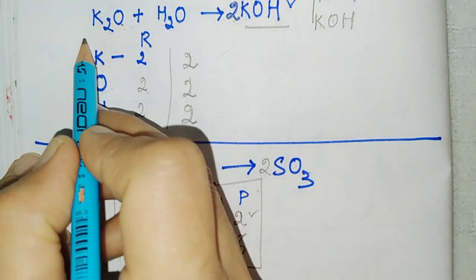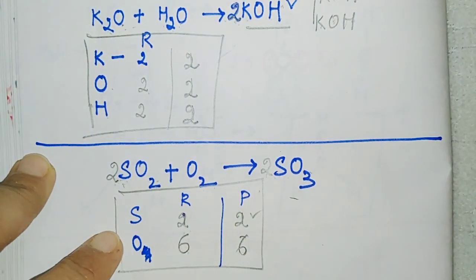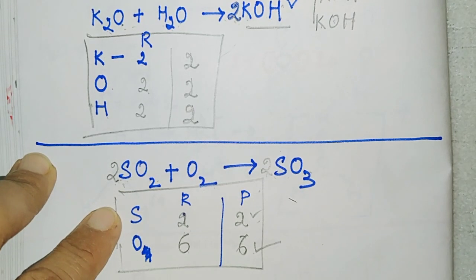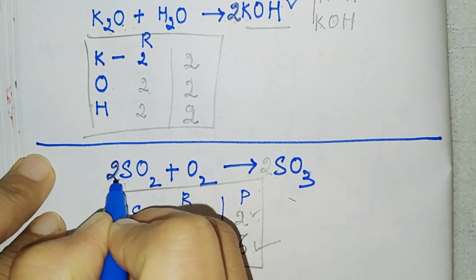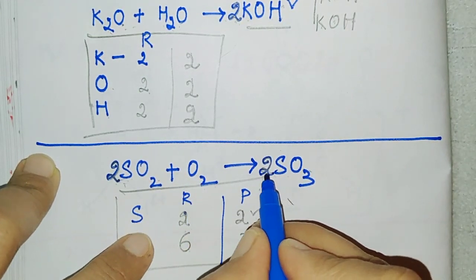See beta, this is our rough work. This is the fair work. Similarly we are doing it. Now see, once it is balanced you can make it fair: 2SO2, when it reacts with O2, will give you 2SO3.